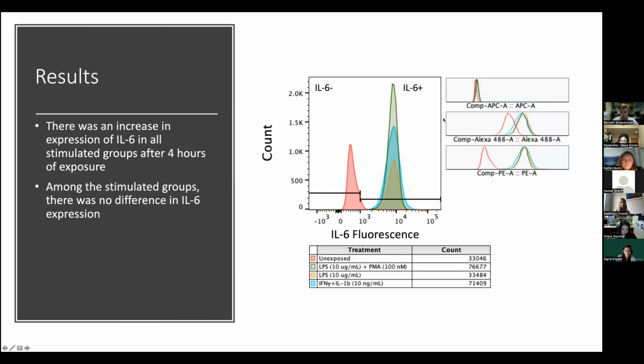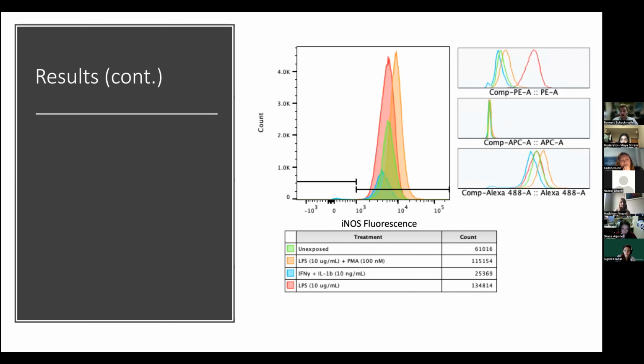As you can see, LPS, LPS plus PMA, and interferon gamma plus IL-1 beta all have the exact same rate of activation compared to the unexposed. While those do look very similar, this is on a logarithmic scale, so it is already an entire log unit greater than the unexposed control. When I looked at iNOS, or inducible nitric oxide synthase, there were very wide results, and there's no noticeable difference in expression of iNOS after 4 hours of exposure.